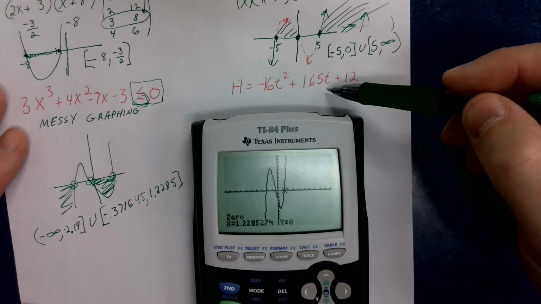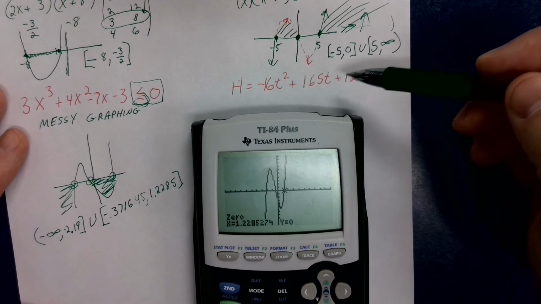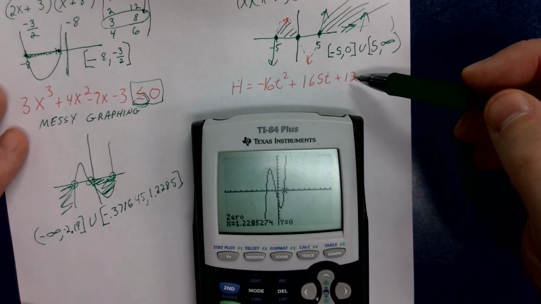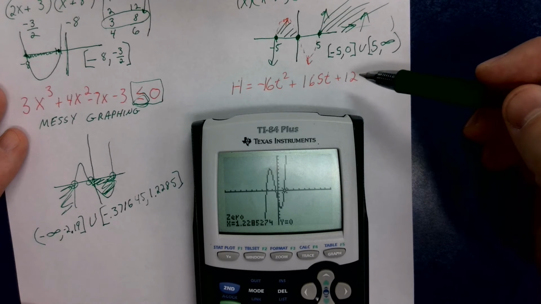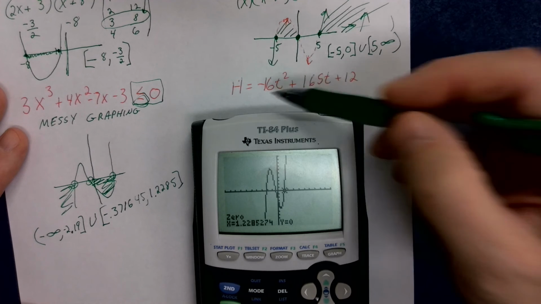This right here, the 165, is the velocity at which the object was shot up, whether it's a ball or a rocket or whatever it is. And this plus 12 is the initial height. So one of the things we want to do first is get a picture of this going on.